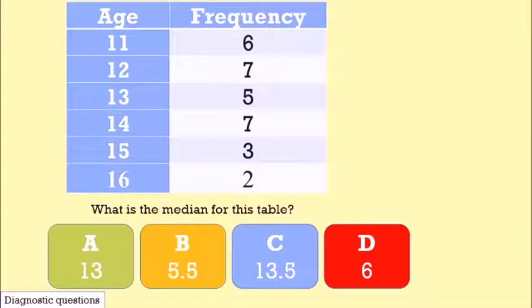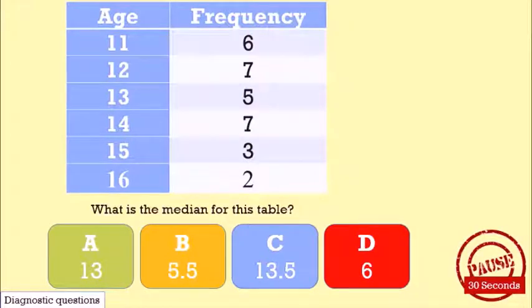Okay, so this table here shows the frequency for different age numbers. So the first one is the 11-year-olds all the way up to the 16-year-olds. So what is the median for this table? Is it A, B, C or D? Press pause, give yourselves 30 seconds, and then we'll go for the answer. Right, fantastic. So the median means the middle number when they are in order from smallest to biggest. If I was to write down the order of the numbers, it would be quite cumbersome, and it would take me a long time, and I would need a lot of paper to do this.